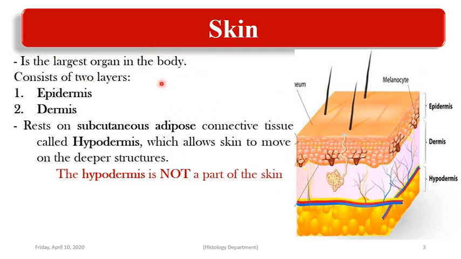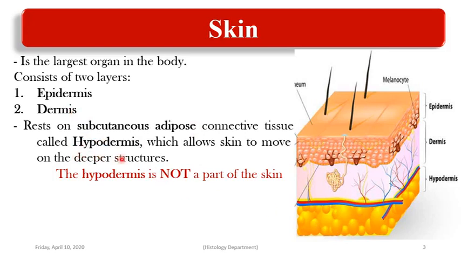weight. It's formed of two layers. The superficial layer is the epidermis, which is stratified squamous keratinized epithelium, and the deeper layer is the dermis. Beneath the dermis, the dermis rests on a subcutaneous tissue, subcutaneous adipose connective tissue, which is called hypodermis. This here is the hypodermis.